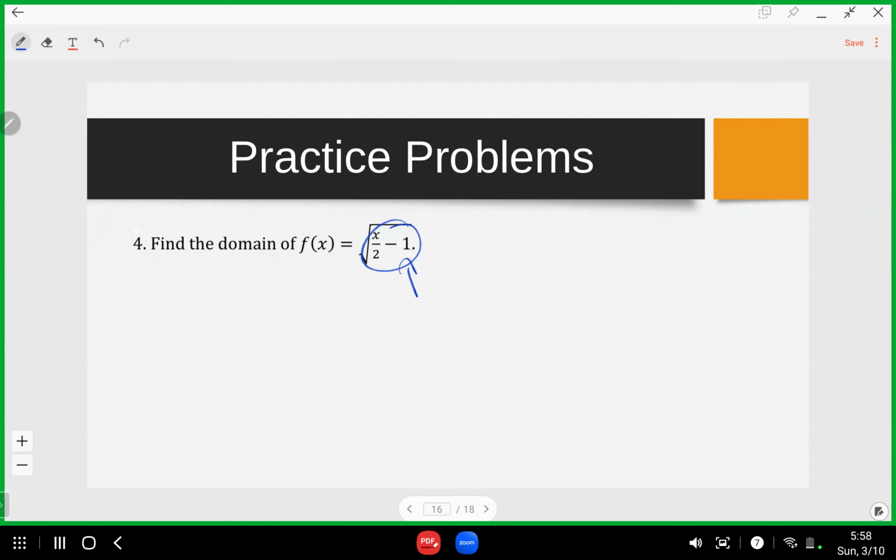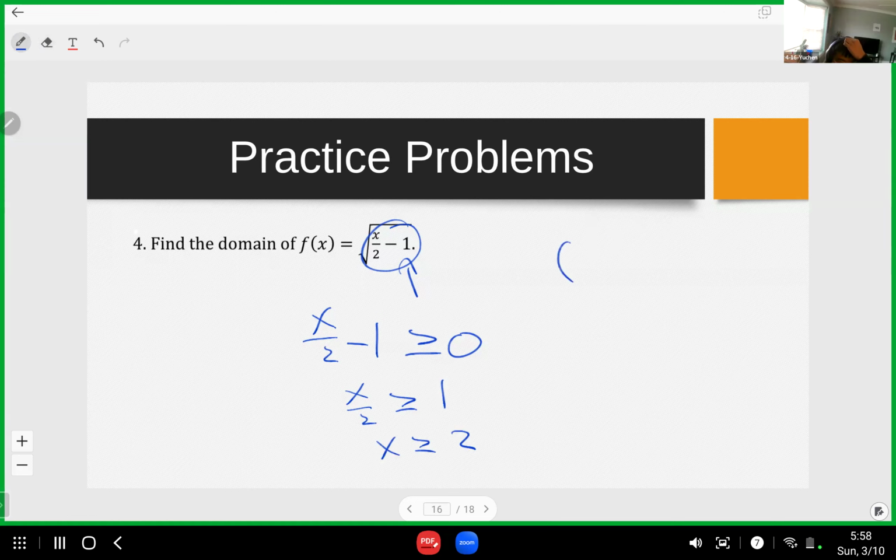The domain is everything minus the restrictions. So this can't be negative, right? This cannot be negative, so this has to be greater than or equal to 0. Then you solve it. Obviously, it's going to be greater than or equal to 2, because if it's anything less than 2, for example 1, it's going to be 1/2 minus 1, and you're going to have a negative in your square root, which does not work. This would be the domain.